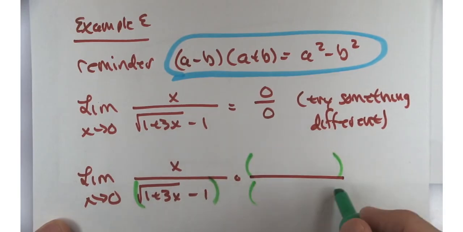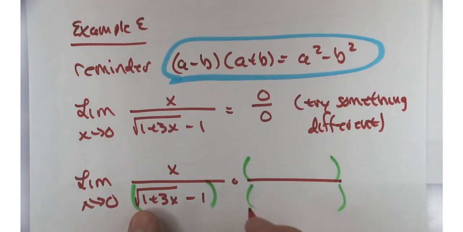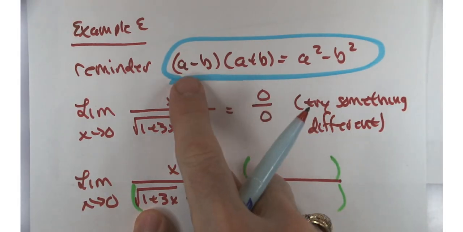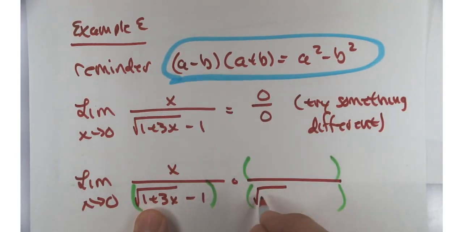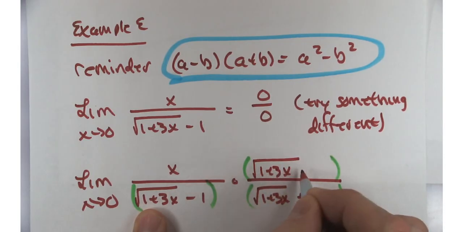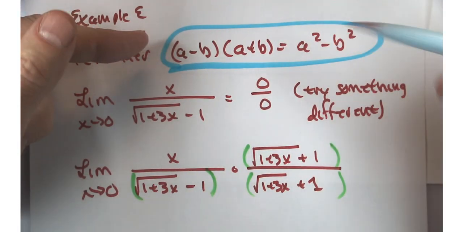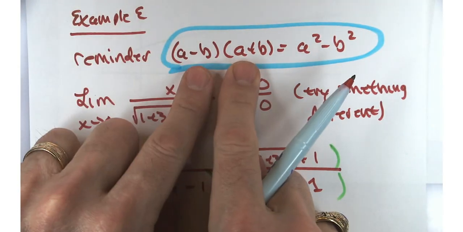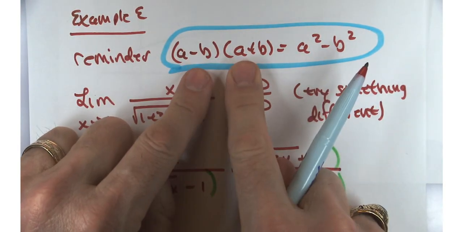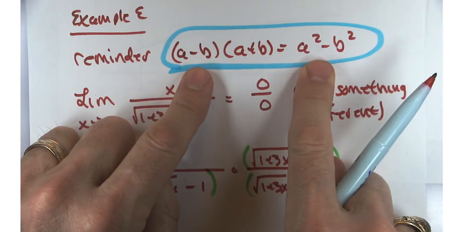What would be the A plus B to that A minus B? Square root of 1 plus 3x plus 1, and then square root of 1 plus 3x plus 1 again. Oh, you're turning it into that equation? Yeah, I'm exactly using this idea up here that when I multiply these two things together, in other contexts I'll call them conjugates, but I'm going to get the difference of squares.